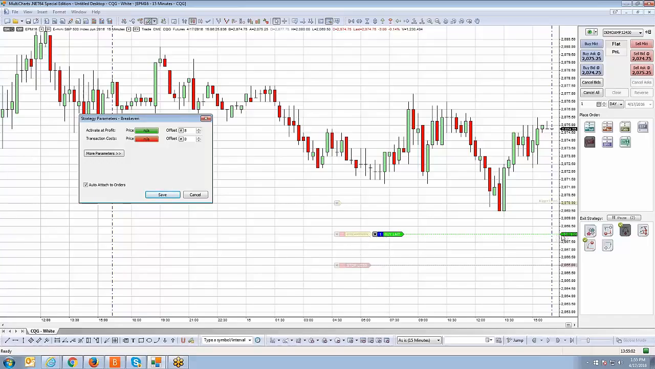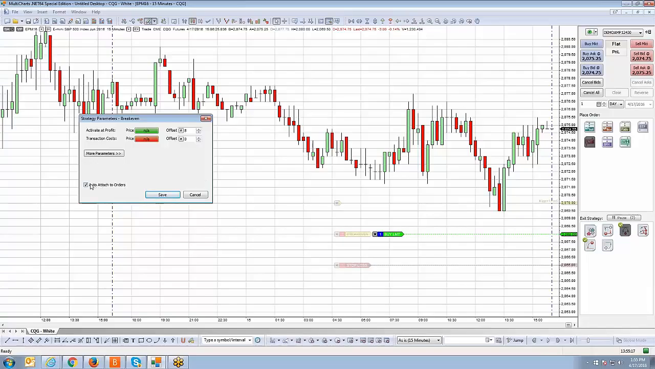Essentially what you're doing is, let's say we get filled at 68, and the market starts to move up and hits 70, our profit trigger of 8 ticks, then our stop loss is going to move to break-even. All right, and that's pretty much what the break-even strategy is going to do.